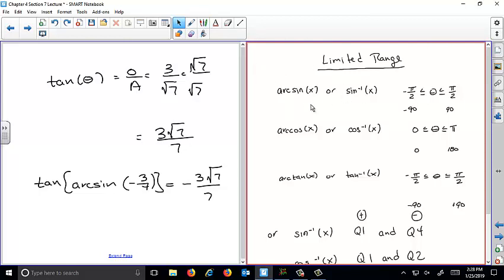This is just reiterating, because we limited the domain on the sine, the range of the inverse sine is limited. So as I said earlier, for the sine function, the answers are in the first quadrant and the fourth quadrant. The cosine is in the first quadrant and the second quadrant, and the inverse tangent solutions are in the fourth quadrant and the first quadrant.